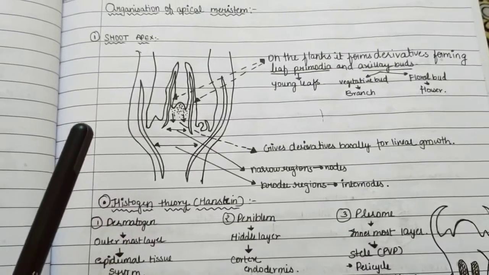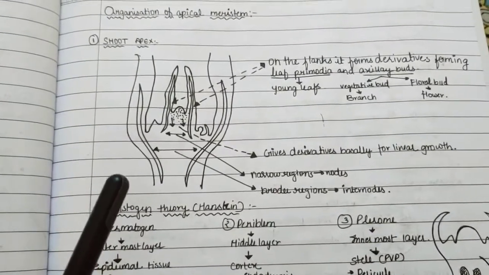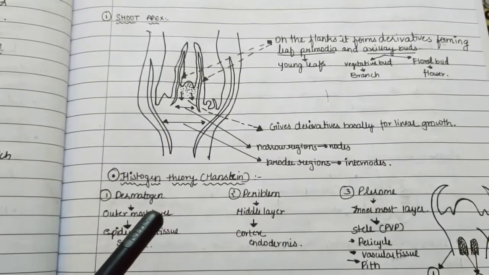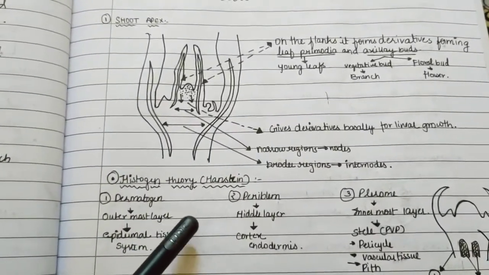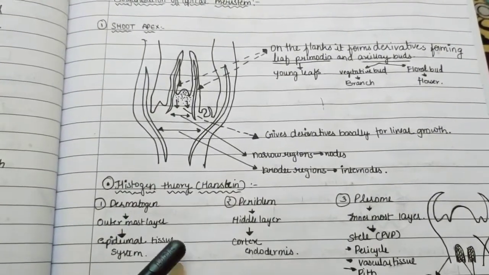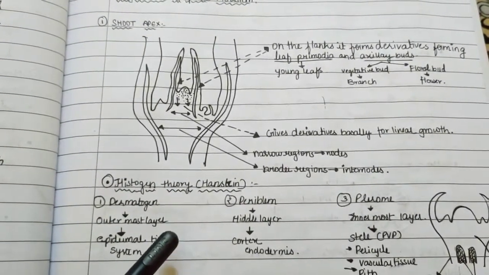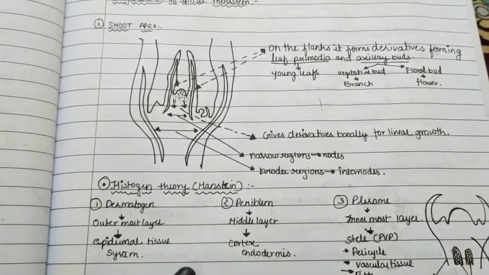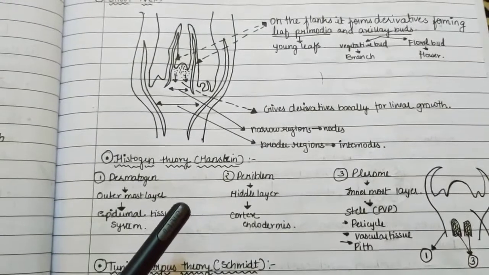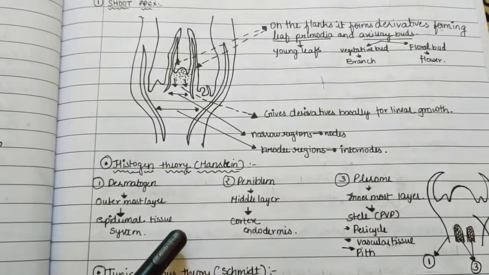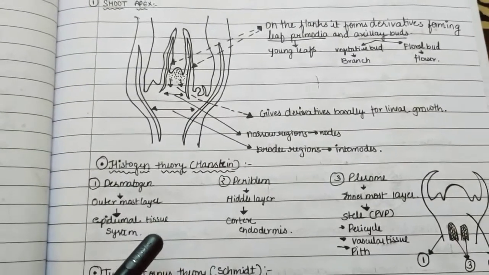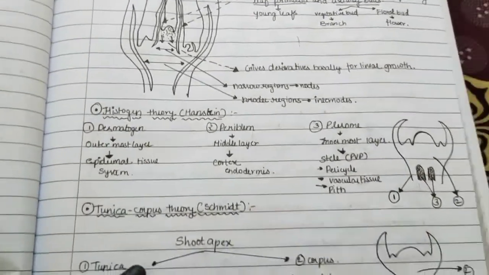The theories given for the shoot apex: first is the histogen theory, which was given by Hanstein. He states that there are three layers present in it: dermatogen, periblem, plerome. Dermatogen is the outermost layer, which forms the epidermal tissue system. Then periblem is the middle layer, which forms the cortex and endodermis. Then plerome is the innermost tissue, which forms the stele, which consists of PVP, that is pericycle, vascular tissue, pith.